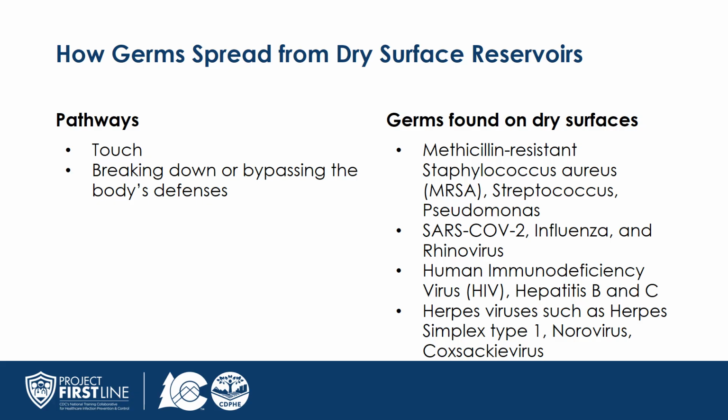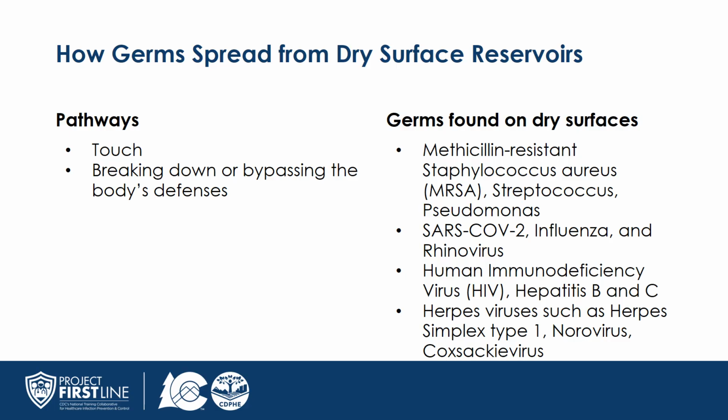Also, Streptococcus, Pseudomonas, Bacillus, and Micrococcus bacteria are other species that can be found on dry surfaces in a dental setting. Examples of viruses include respiratory viruses such as SARS-CoV-2, influenza viruses, and rhinovirus. Blood-borne viruses such as HIV, hepatitis B, and hepatitis C viruses can also spread from dry surfaces. Herpes viruses such as herpes simplex virus type 1 can also survive on dry surfaces, as well as norovirus and Coxsackie virus.